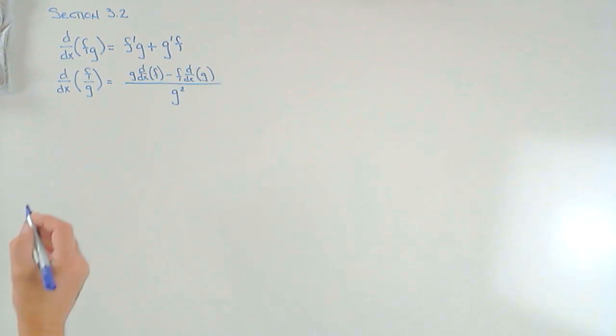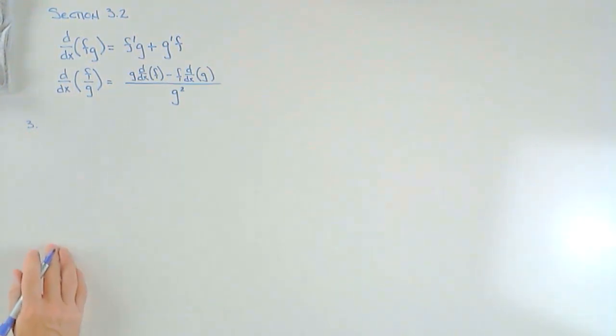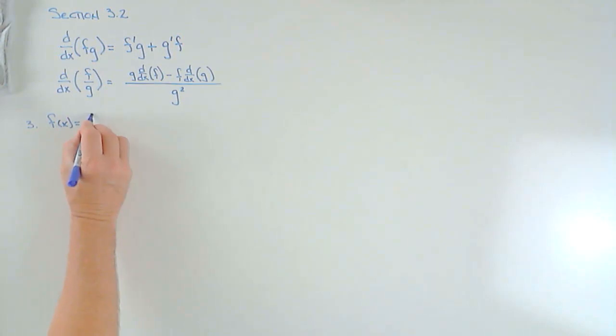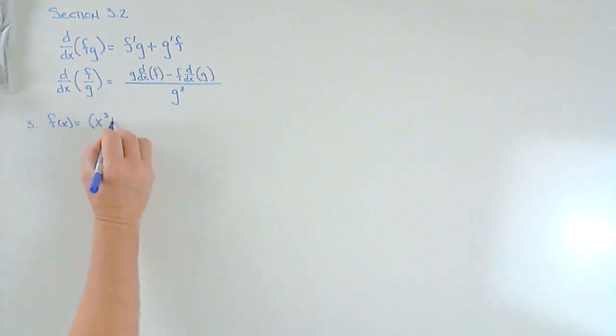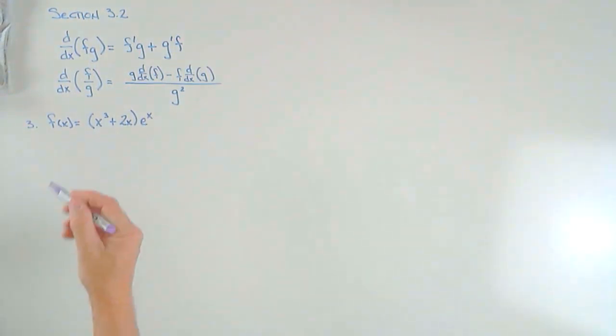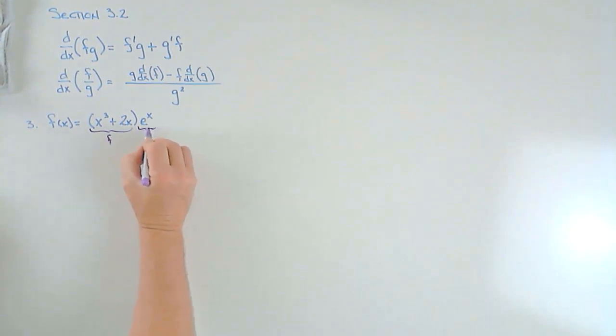So in the homework, we'll start with the very first problem. The very first problem they asked us to differentiate was f of x equals x cubed plus 2x times e to the x. So this is our function f right here, and this is our function g here.